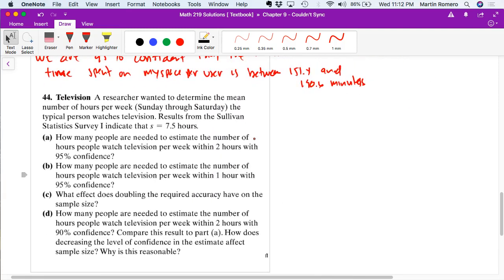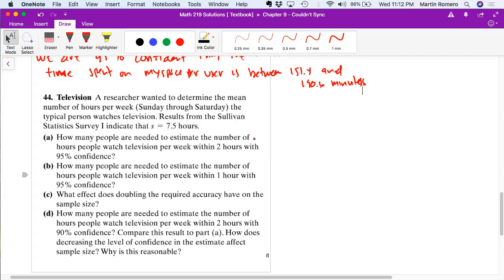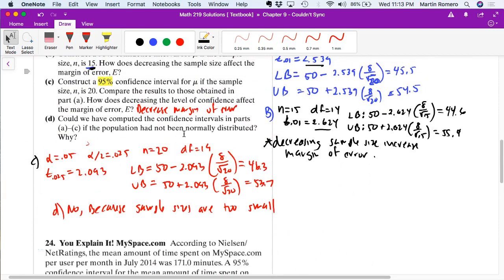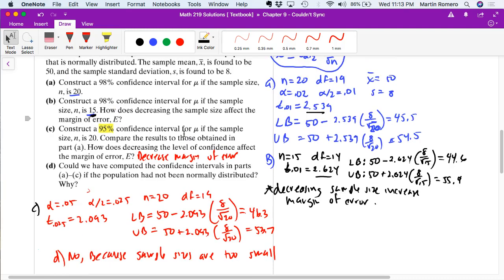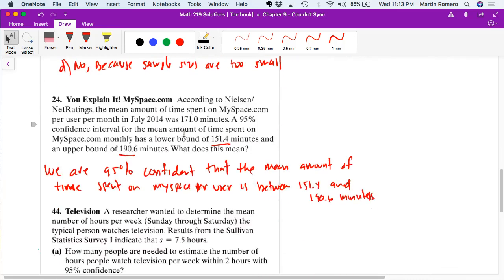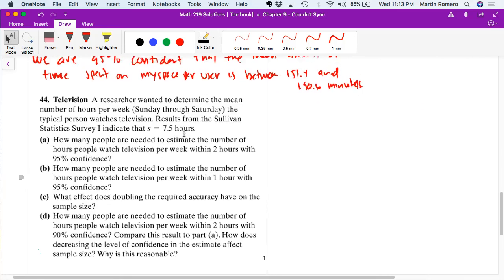Let's go ahead and finish this homework with problem number 44. A researcher wanted to determine the mean number of hours the typical person watches TV. Results from the Sullivan statistics indicate that the standard deviation is 7.5. To do this one here, we need to calculate sample size. So we need the formula that we had before.